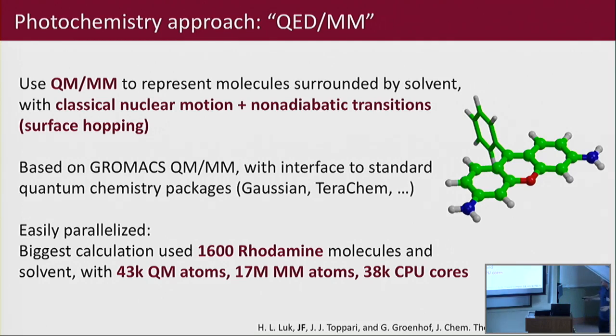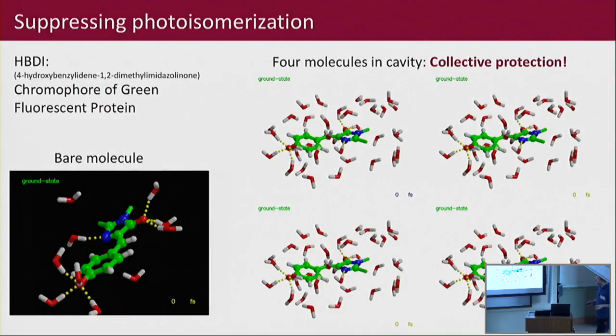So we've, for example, done 1,600 rhodamine molecules, where the full calculation contained these, to me, kind of absurd numbers of atoms and 38,000 CPU cores. This is really Gerrit who wrote this code. And it works, let's say.